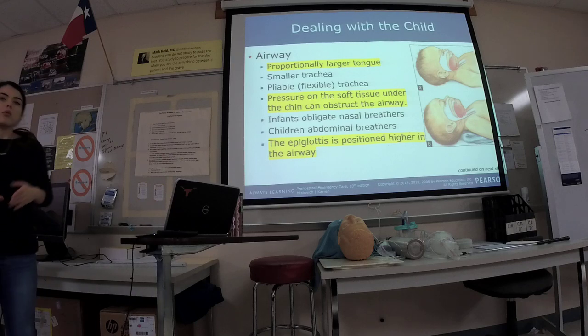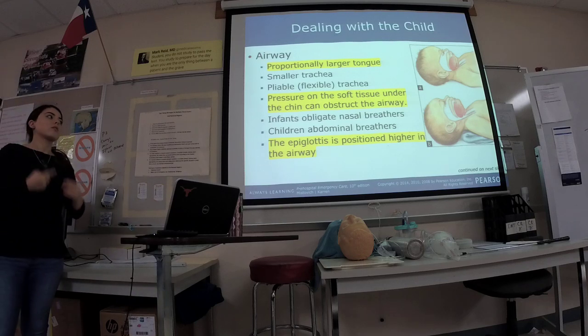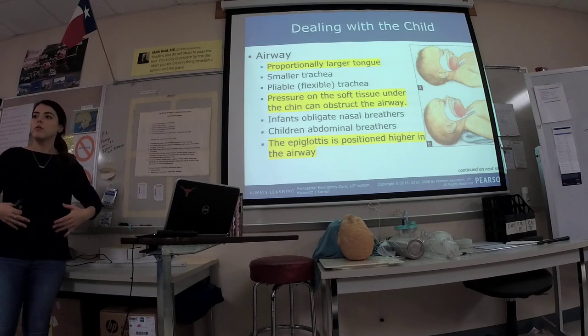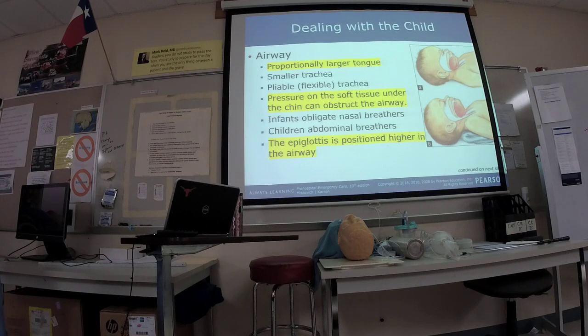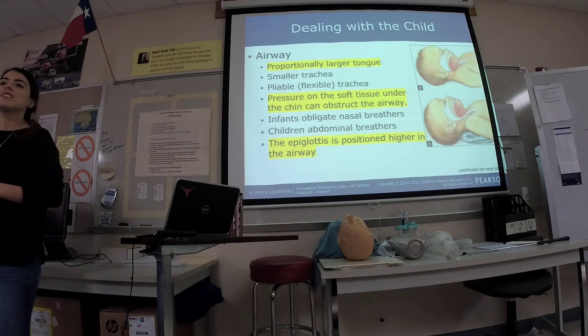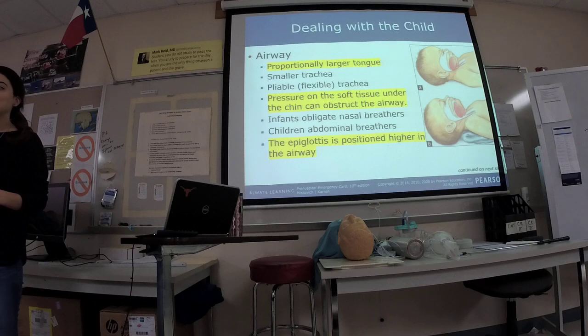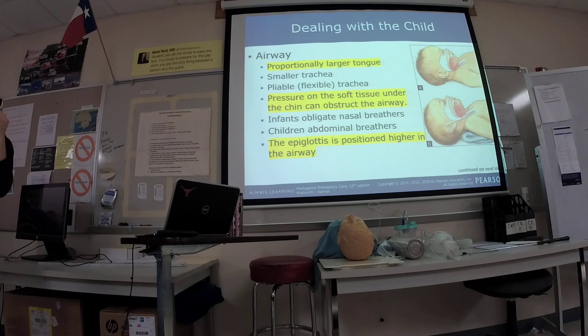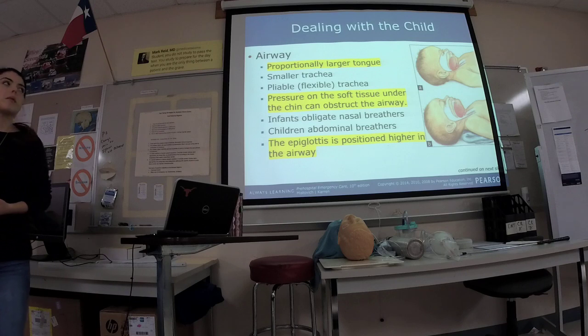Also, for infants, they're nasal breathers, so they'll breathe with their nose. As with children, they're abdominal breathers, so you'll see a lot of abdominal movement while they're breathing. The epiglottis, what's the epiglottis? Yeah, it covers your airway, right? Prevents you from choking. So it's positioned a lot higher in a child, and we'll see some issues that this can cause with children when we talk more about diseases and illnesses. Also, this word pliable, it means flexible. You'll see this word sometimes in your tests, so just remember that.